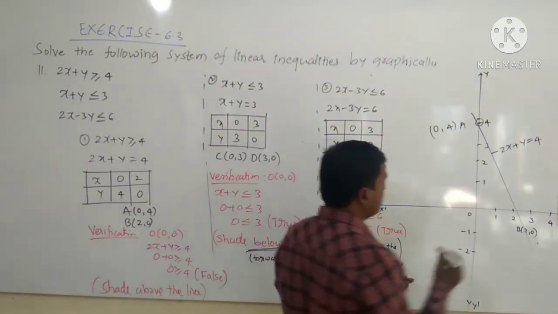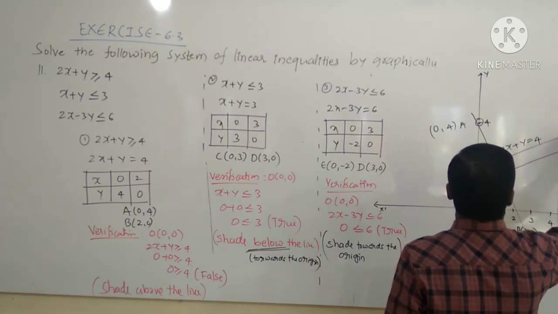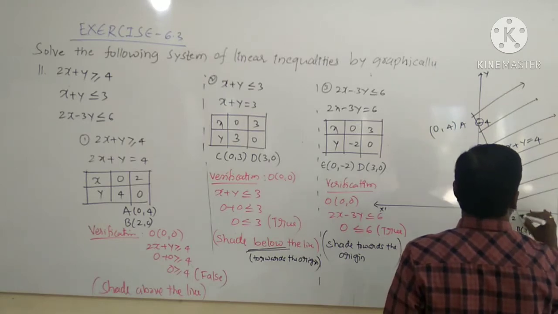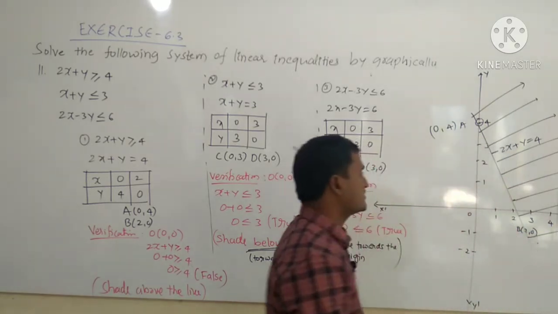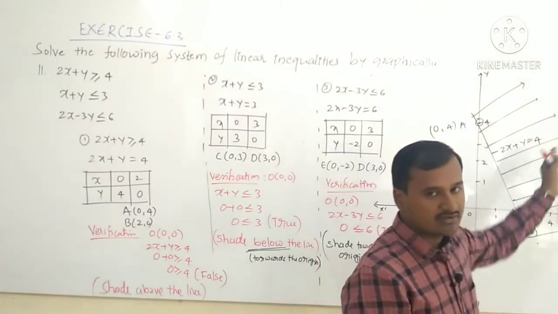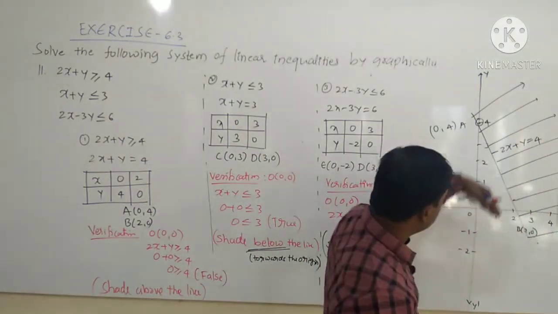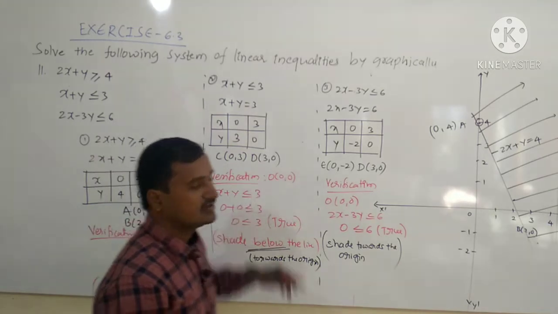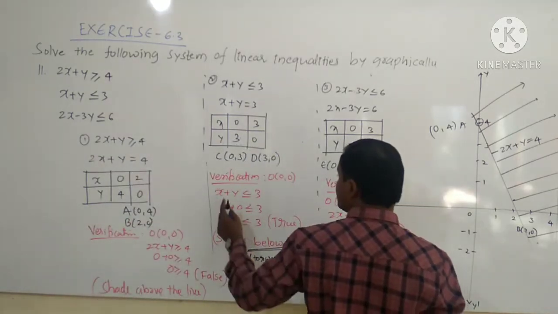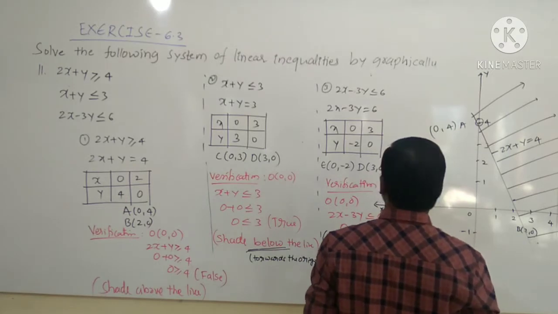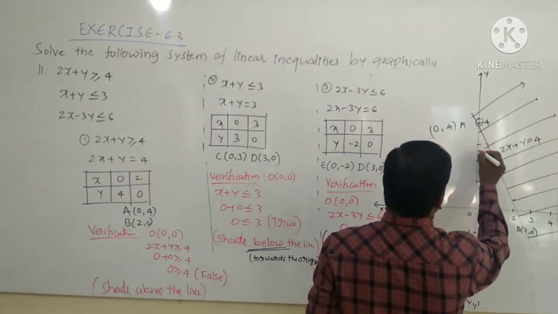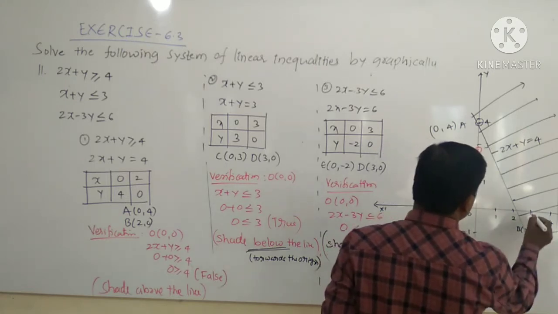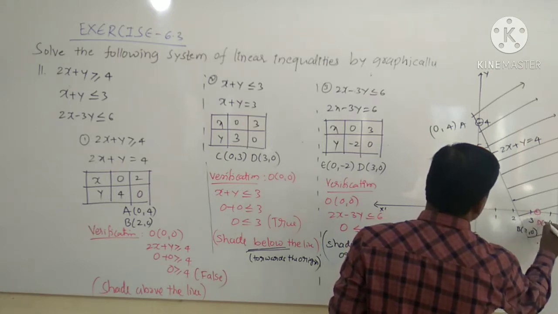So above the line, the first line. Okay, right. Next. Above the line is nothing but what? Away from the origin. Okay? Below the line means towards. Okay? Right. Next, second one. This one. x plus y equal to 3. So, x equal to 0. y equal to 3 means. So, point C, 0 comma 3. Point D. Point D is 3 comma 0.